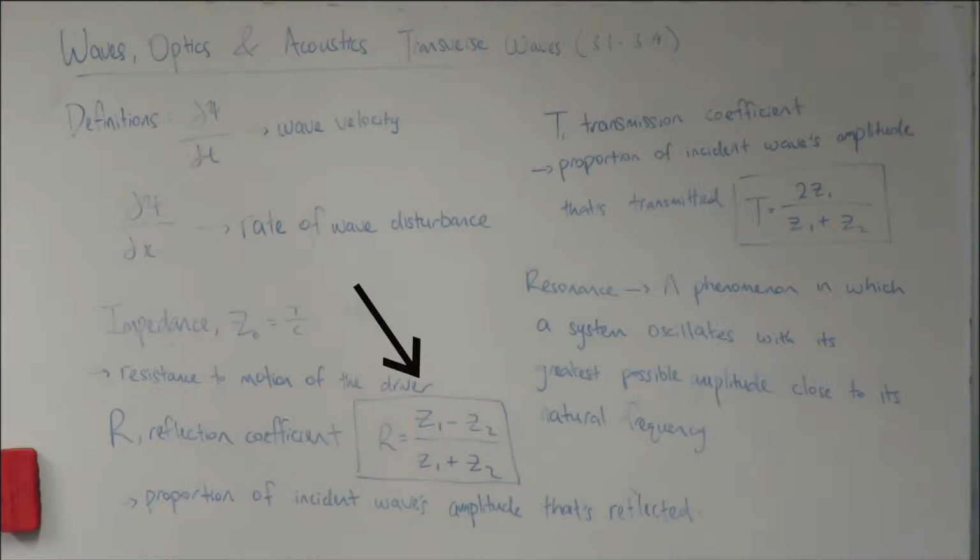The reflection coefficient represents the proportion of an incident wave's amplitude that is reflected backwards and is a function of the impedance of the media the wave is traveling in. Likewise, the transmission coefficient represents the proportion of an incident wave's amplitude that is transmitted and is also a function of the impedances of the media in which the wave is traveling.